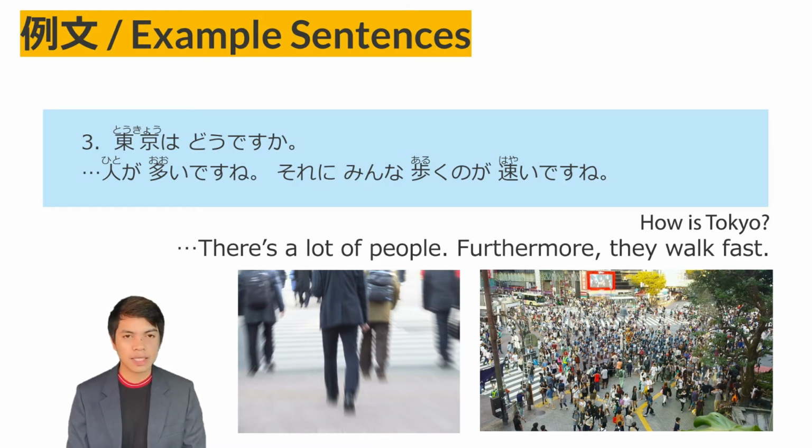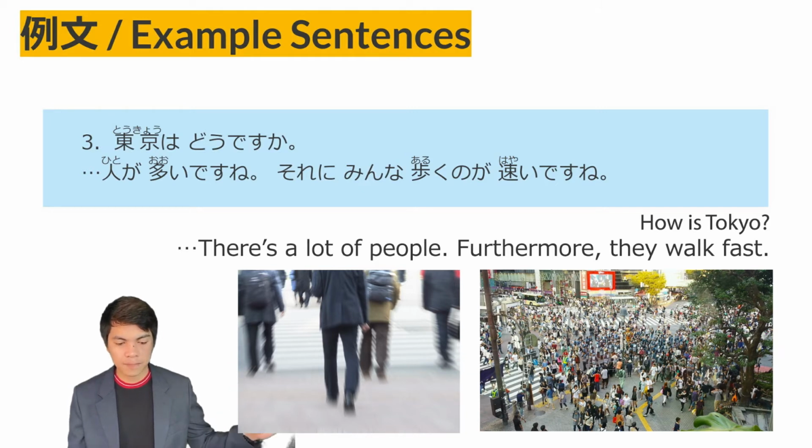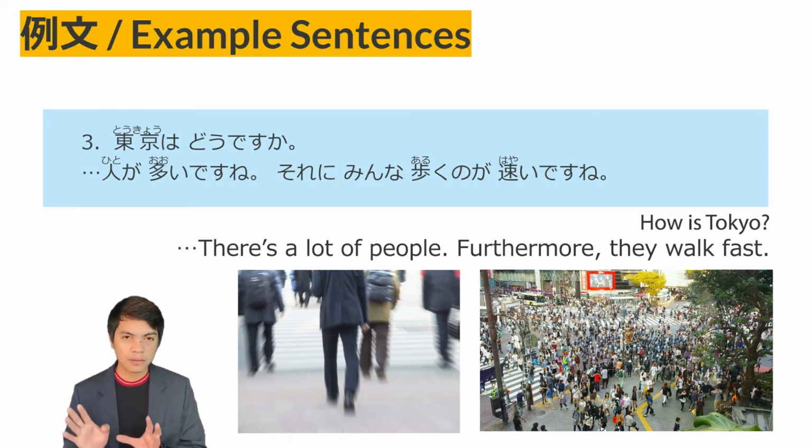Example sentence number 3. 東京はどうですか？人が多いですね。それにみんな歩くのが早いですね。東京はどうですか？ How is Tokyo? 人が多いですね, there are a lot of people here. それにみんな, and everyone, 歩く from 歩きます, to walk. 歩くの is a noun, particle が, then an adjective. 歩くのが早いですね, their walking is fast. So everyone walks fast.